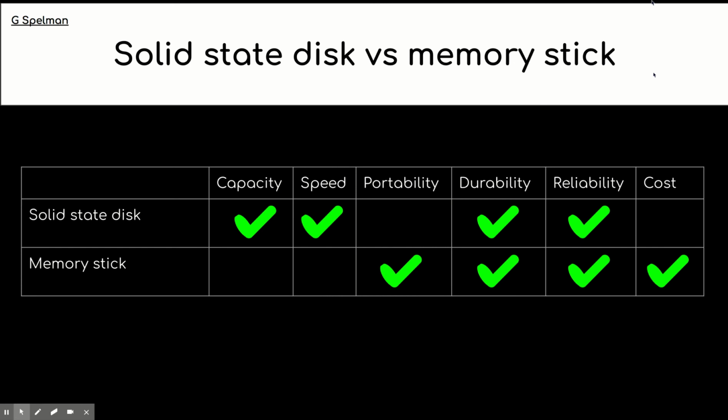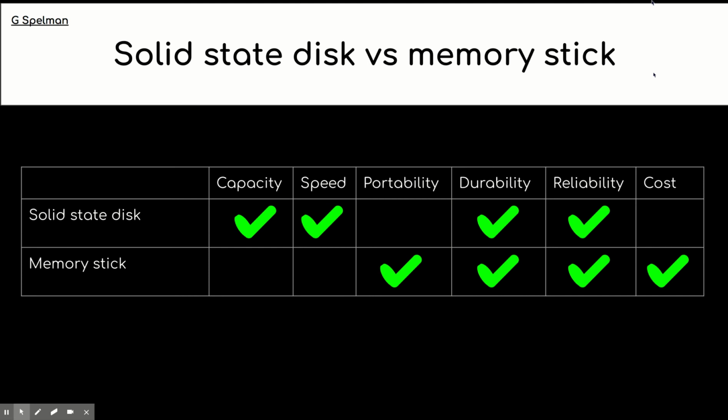So it really is important when you're reading questions on this to recognize what you're comparing. If you were just asked to recommend devices on the basis of portability, you could say a solid state disk and a memory stick. You could say a CD. Lots of them come out as good examples on that.